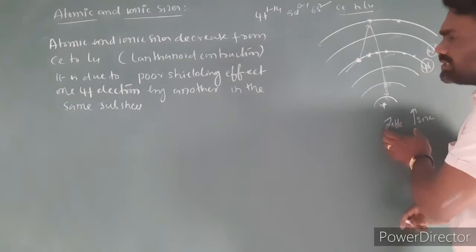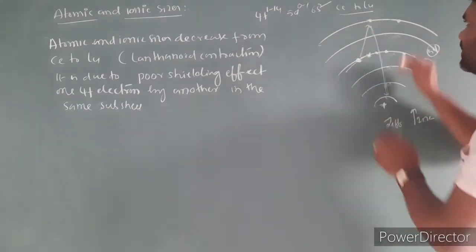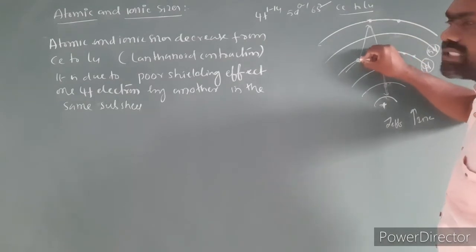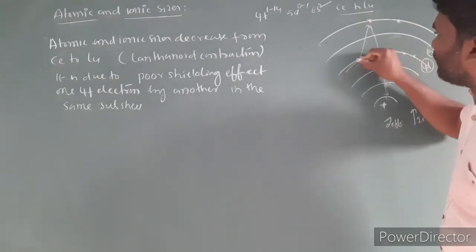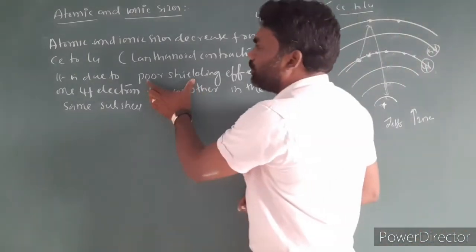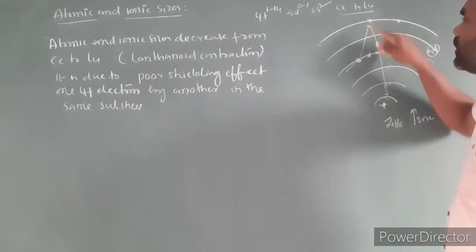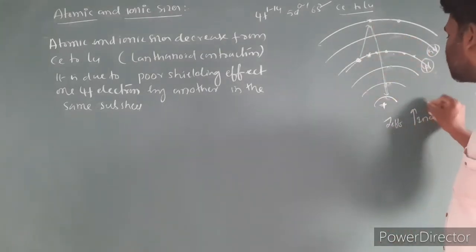As the nuclear charge increases, the electrons in the inner 4f shell do not repel the outermost energy level electron. There is no repulsion between the 4f electrons and the outer electron. So, as I wrote here, this is a poor shielding effect. They are not repelling, so because of the poor shielding effect, the nuclear charge is effectively increased.